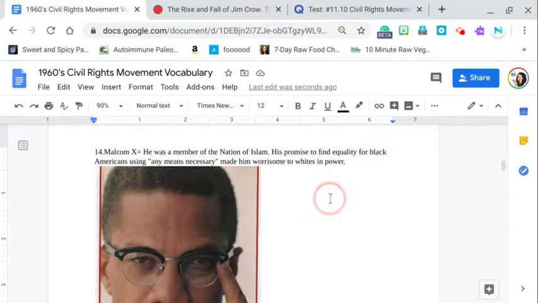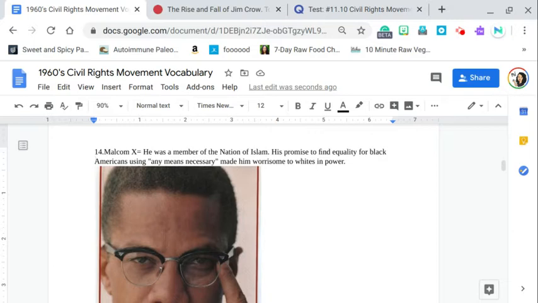He promised to find equality for Black Americans using any means necessary, which really worried white people, because they often refer to Black Power. So the history books, they tend to focus more on Dr. King, because he believed in passive resistance and people were not afraid of that.